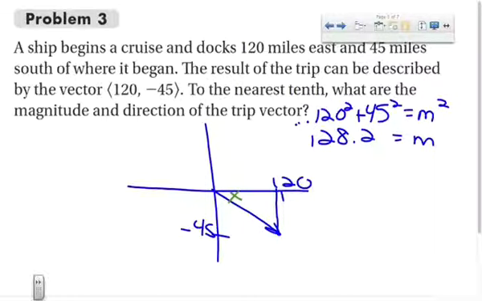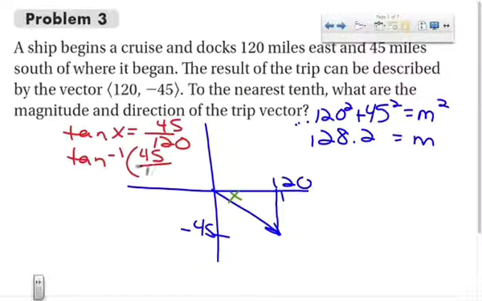Since I'm not using the magnitude, which was the hypotenuse, right, I'm using the tangent. So tangent of x is 45 over 120. Remember, when you're finding the measure of an angle in your calculator, this is when you're using that inverse function. Okay, so what you're finding is the inverse tangent of this 45 divided by 120.